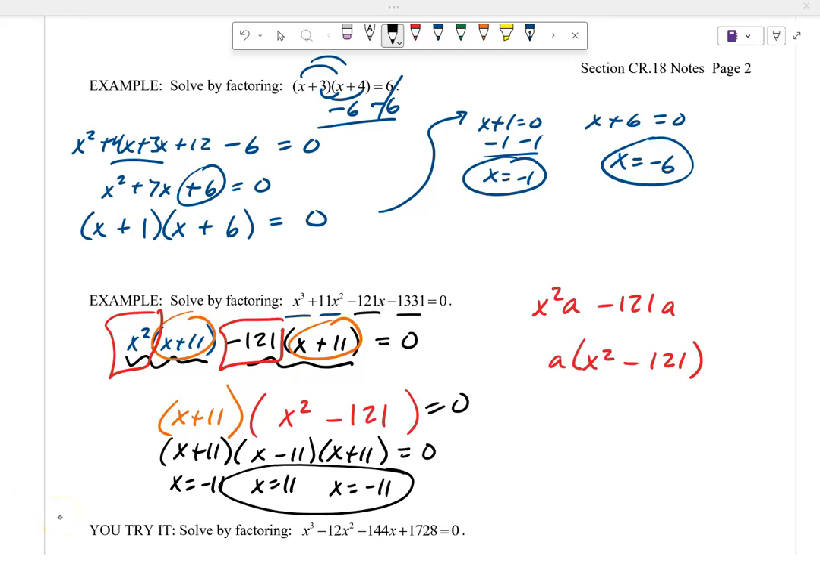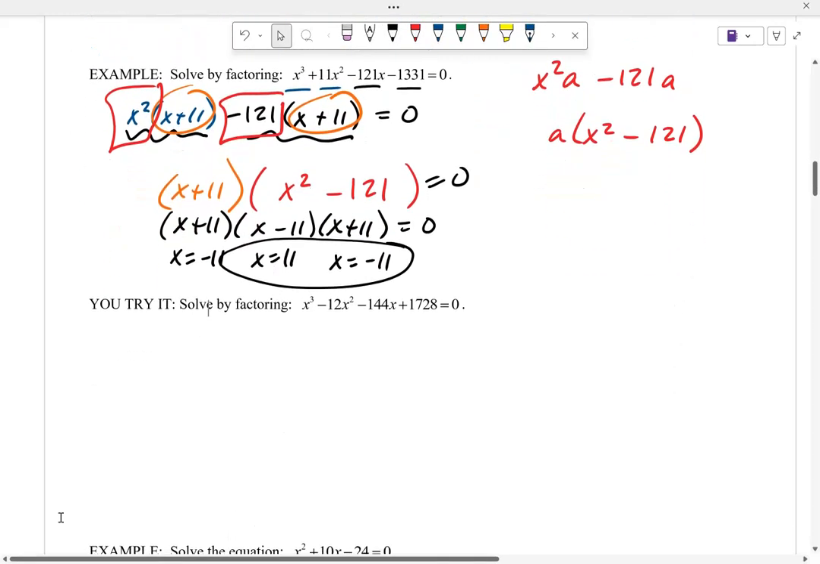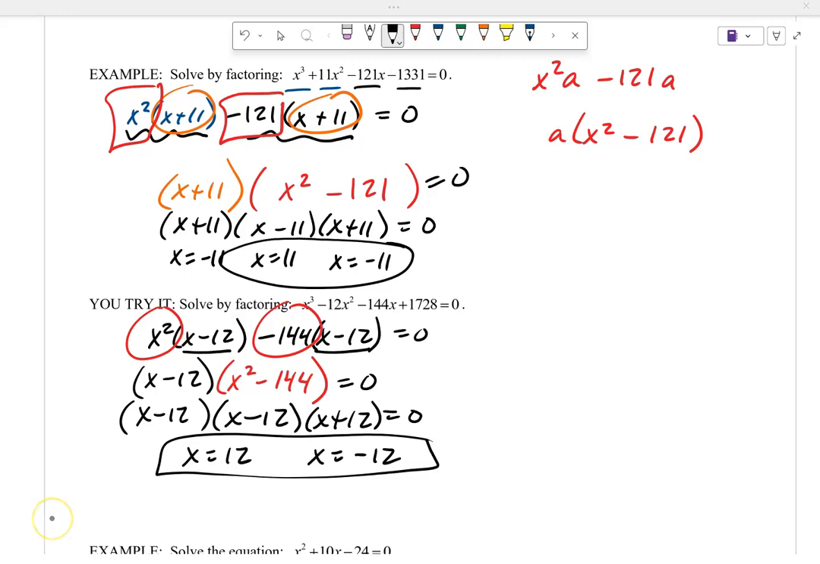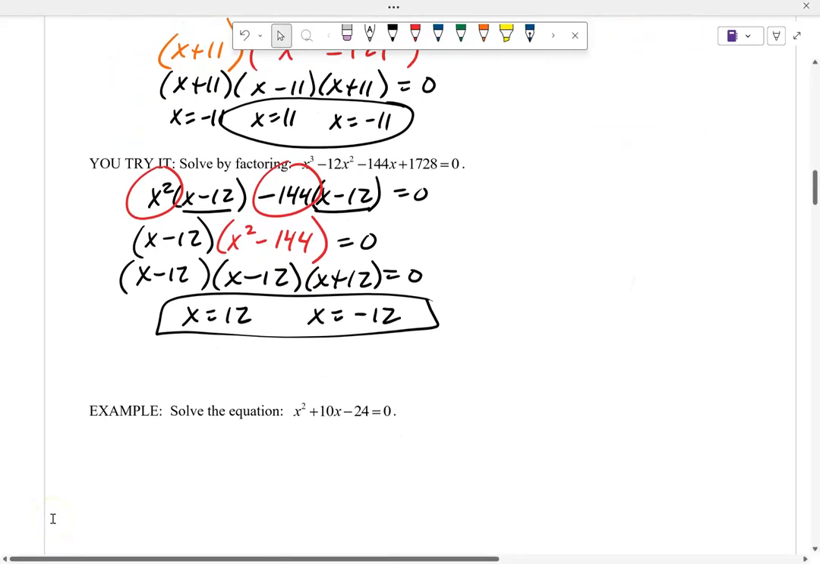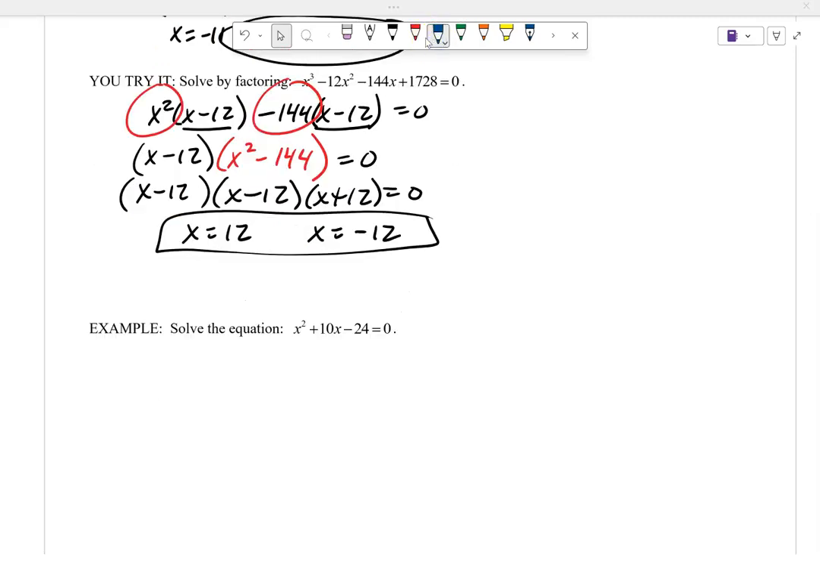Why don't you guys try it? Go ahead, pause the video and try that next one. It's also 4 terms. Solve it by grouping. Sure, you got negative 12 and 12 on that. So let's go ahead and factor this next one, see if it factors.